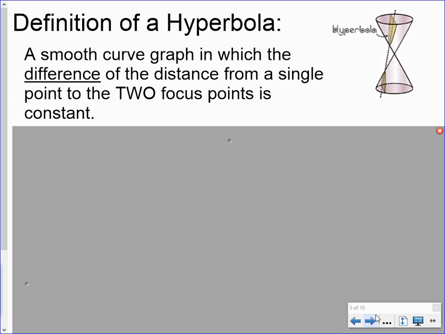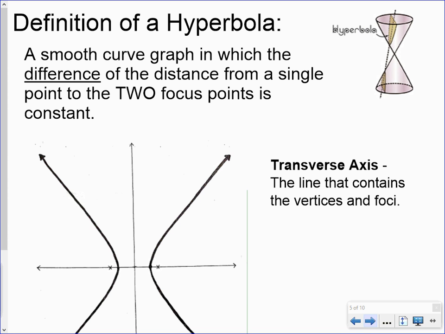Before I move on and get to the equation slide, I'm going to show the bottom here, which is basically the same picture that you have in front of you for the perfect hyperbola. I'm going to talk about a change in vocabulary: instead of talking about major and minor axes, we have something called a transverse axis. The transverse axis is the line that contains the vertices and the foci of the hyperbola.